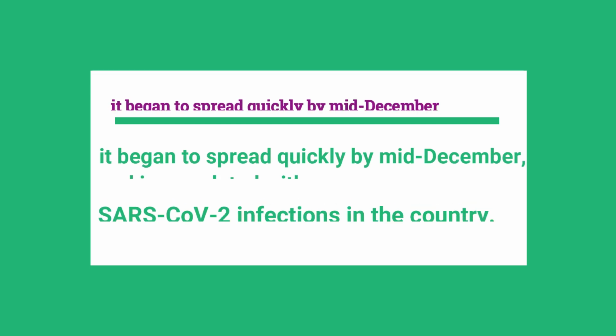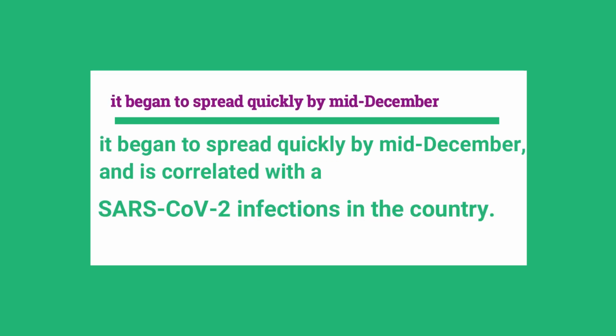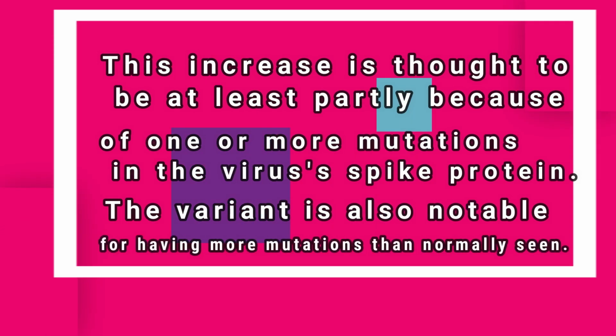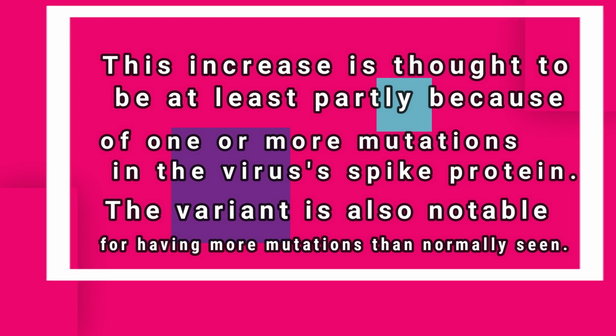It began to spread quickly by mid-December and is correlated with a significant increase in SARS-CoV-2 infections in the country. This increase is thought to be at least partly because of one or more mutations in the virus's spike protein. The variant is also notable for having more mutations than normally seen.